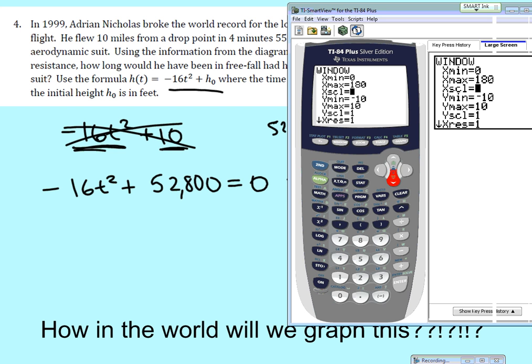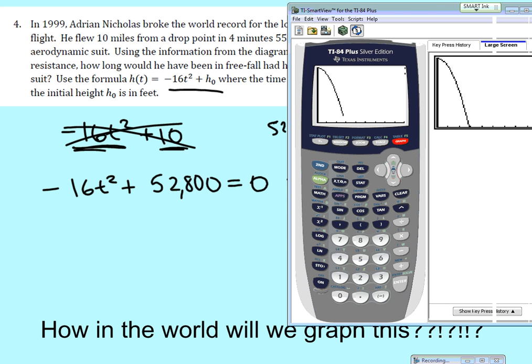So let's go for that, and let's make each one like 20. Y minimum is 0, because that's where you would hit the ground, and my height is going to be 52,880. Let's go with a Y scale of 50 or something like that. Let's see what comes up.